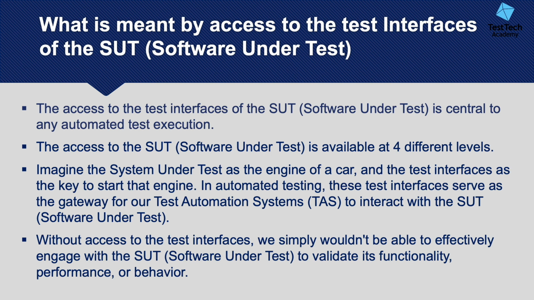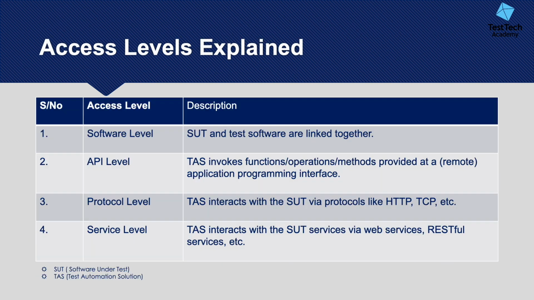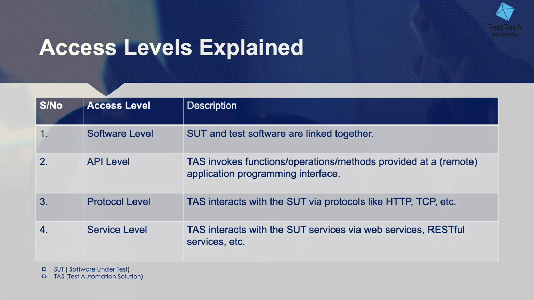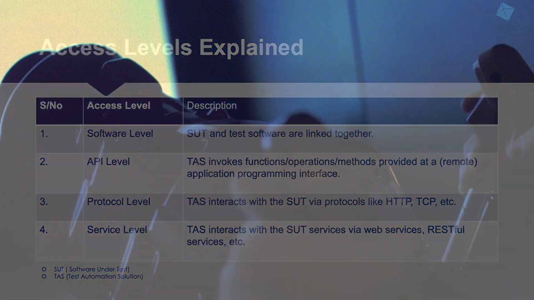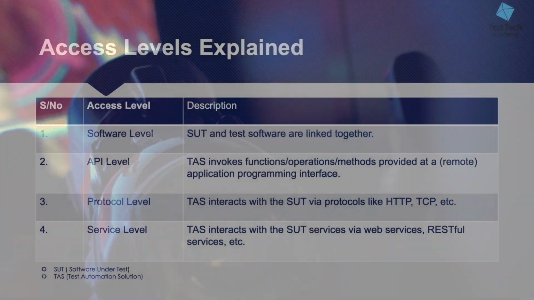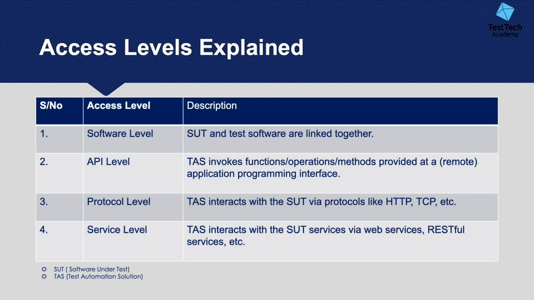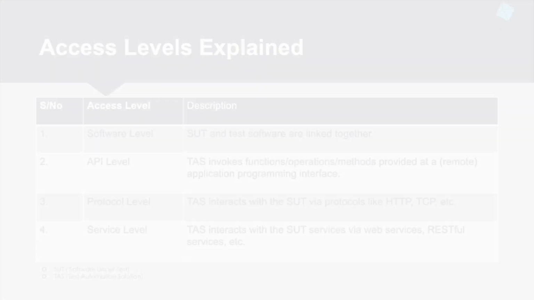Let's now discuss the access levels. First up is the software level. This means our test automation systems are directly linked to the software of the SUT. Imagine it like controlling a video game character with a joystick. We have direct control over the actions and behavior of the SUT's software. For example, automating a login process on a website by interacting with the login form directly.